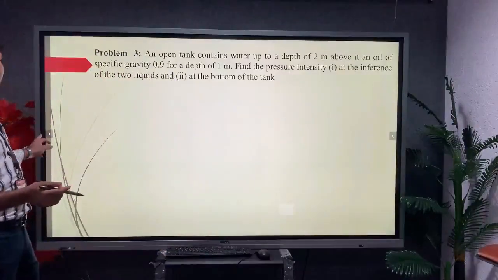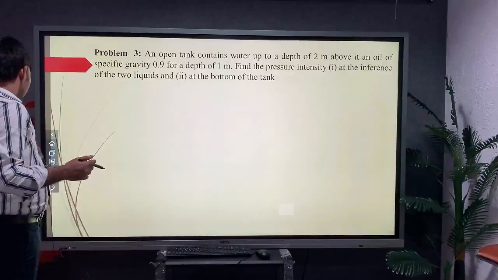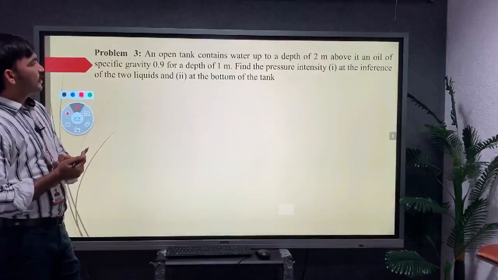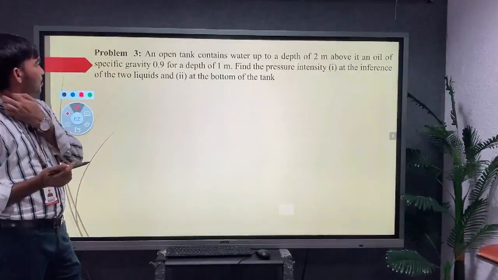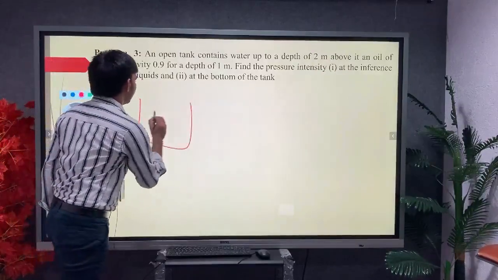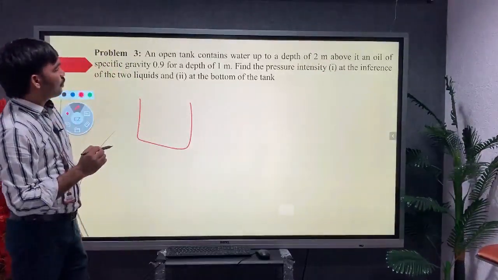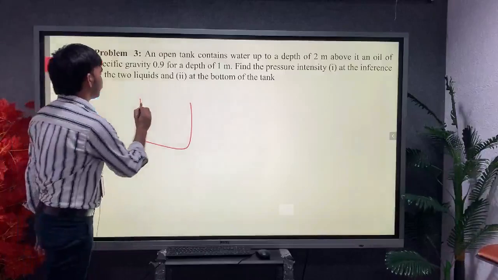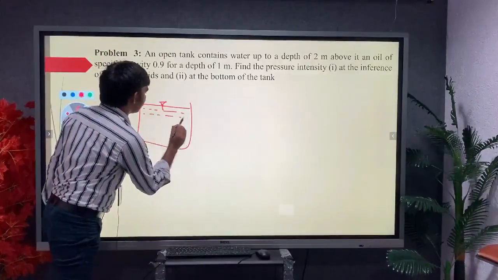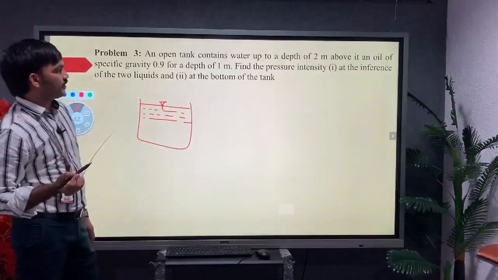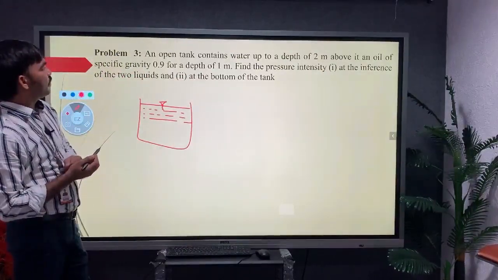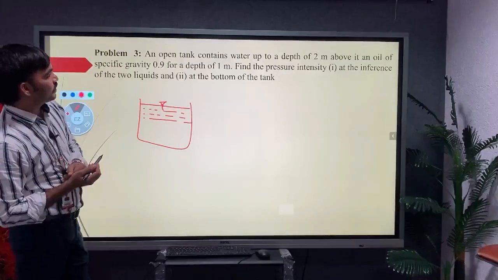Okay, the next problem is: an open tank contains water up to a depth of 2 meters. So there is an open tank which contains the water up to a depth of 2 meters. Above it, an oil of specific gravity 0.9 for a depth of 1 meter.